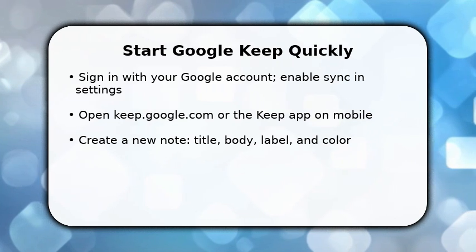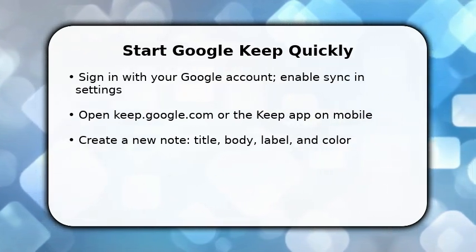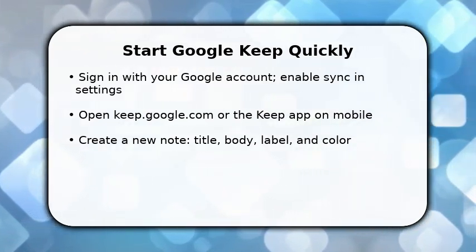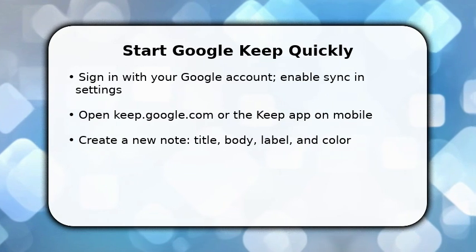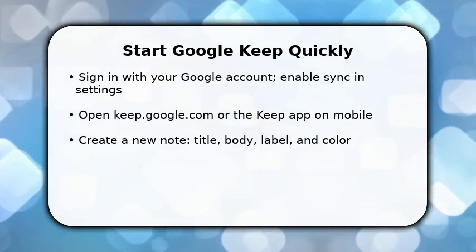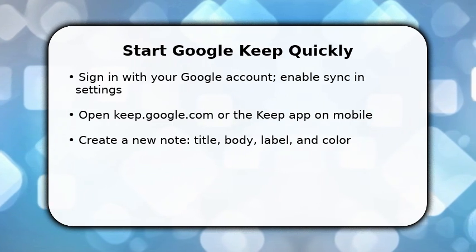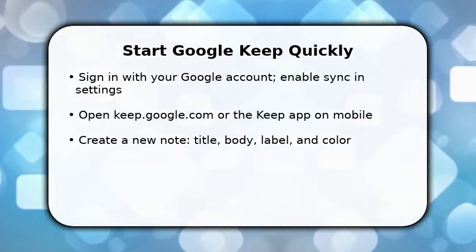Once done, assign a label and pick a color for visual sorting. Make sure to add quick checkboxes when it's a task list. They sync automatically. This starts your organized Keep workflow and ensures everything you add will appear across devices immediately.